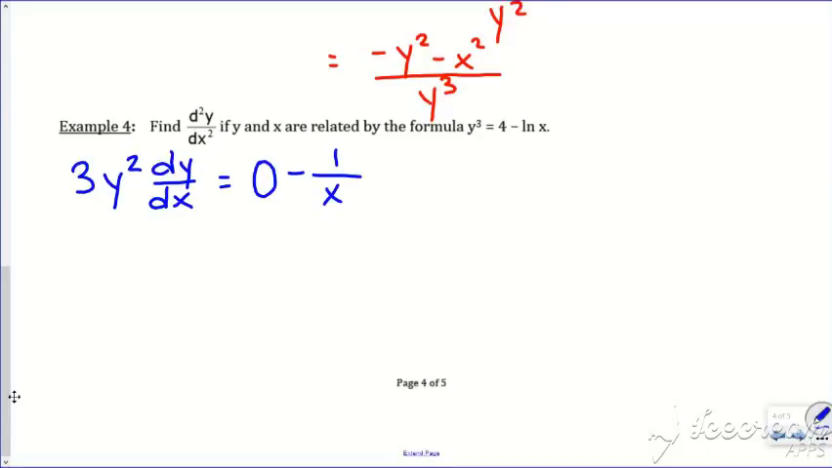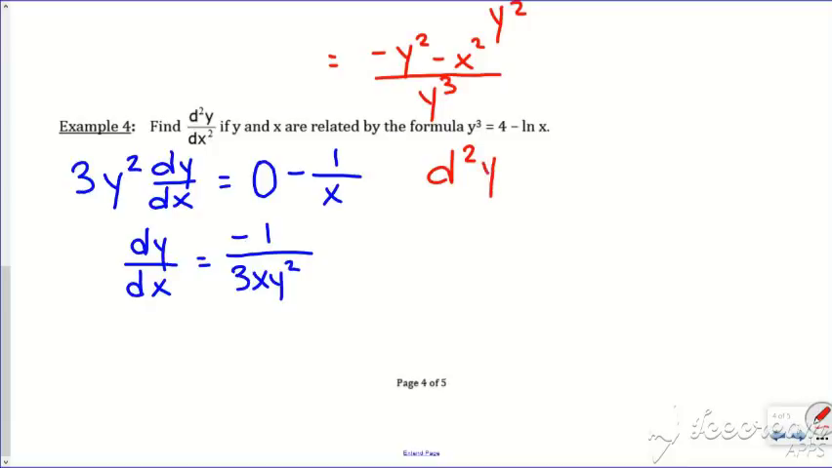Okay, and I want to solve for dy/dx before I start taking a second derivative. So I am going to get that dy/dx equals negative 1 over 3xy squared. And that is my first derivative. All right, then I'm going to move over, take my second derivative. So d squared y over dx squared will be low d high. Well, take a look. The derivative of high is just going to be 0. So that first term is going to be 0. Minus high d low. We've got to do product rule.